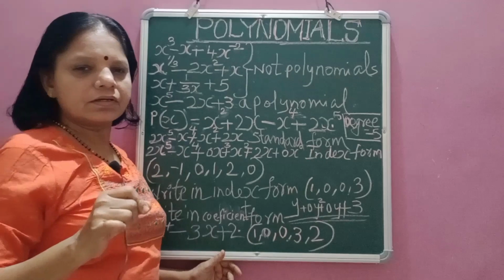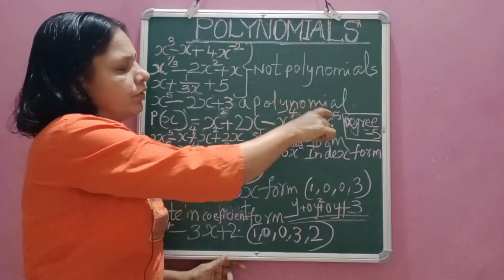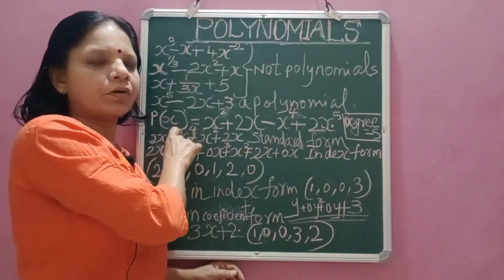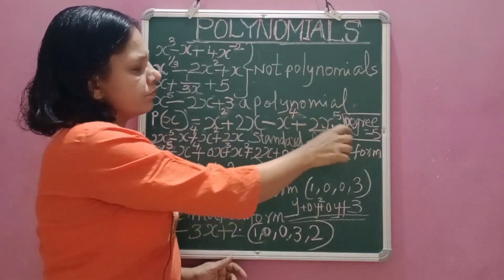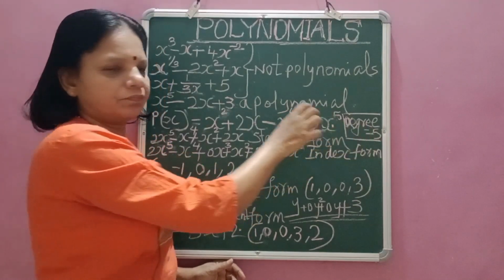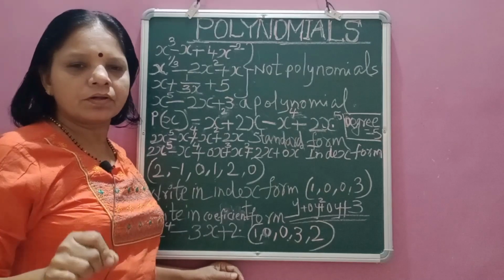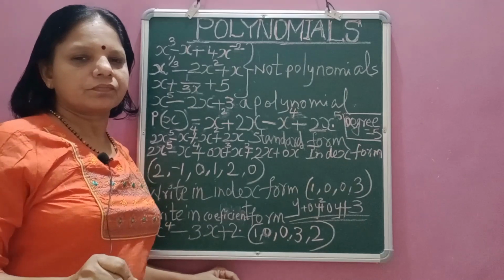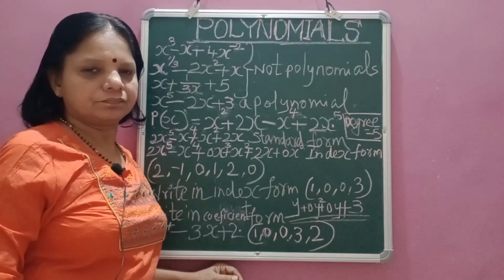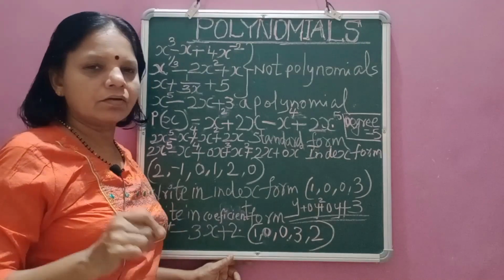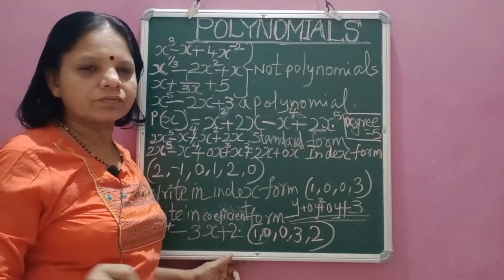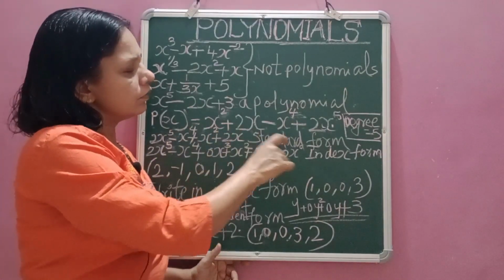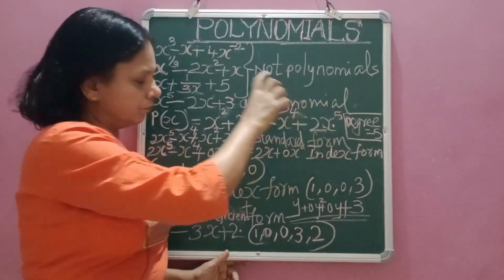Which is the highest index? 5. So we can say that the degree of the polynomial p of x, in this example, is 5. So what is meant by the degree of a polynomial? The highest index of the variable in the polynomial is called the degree of the polynomial. Out of the indices, which is the highest one? So here in this polynomial, the degree is 5.